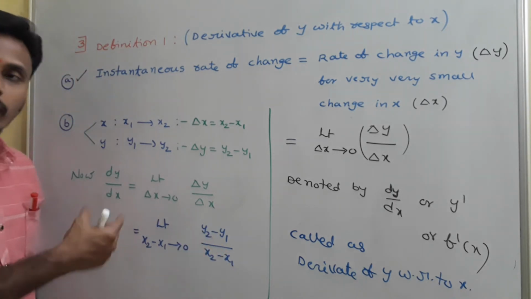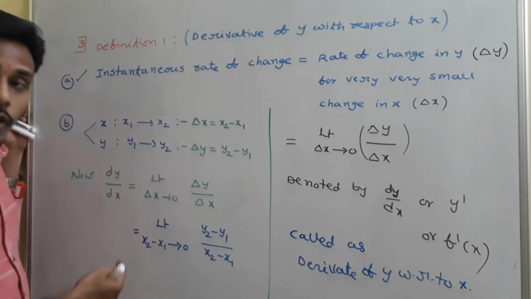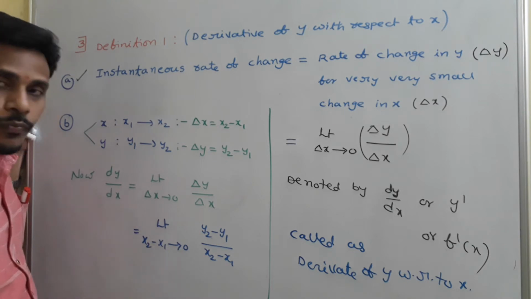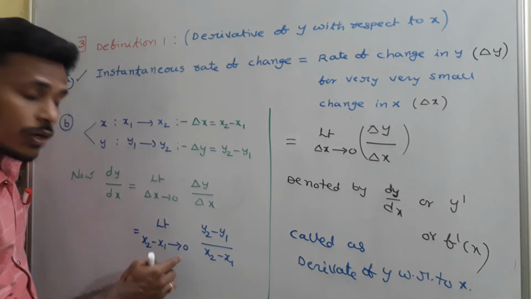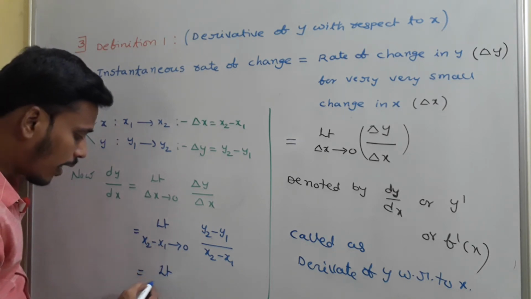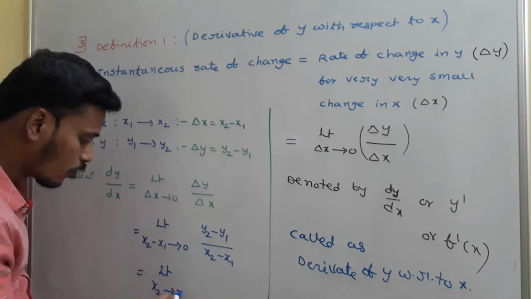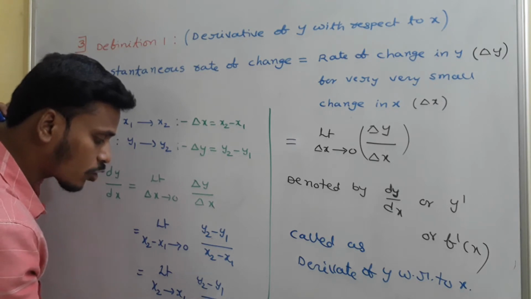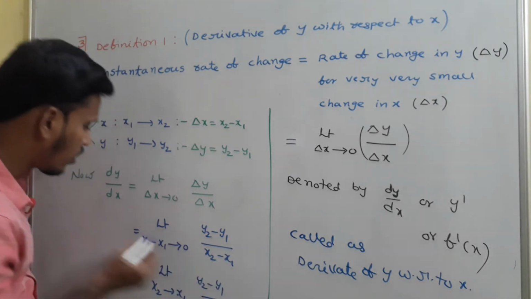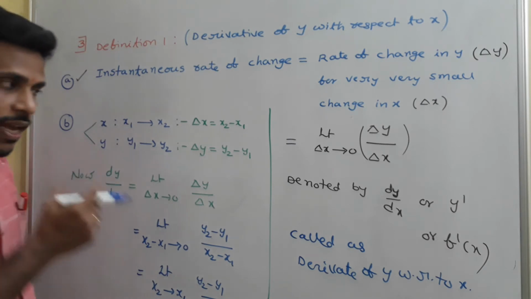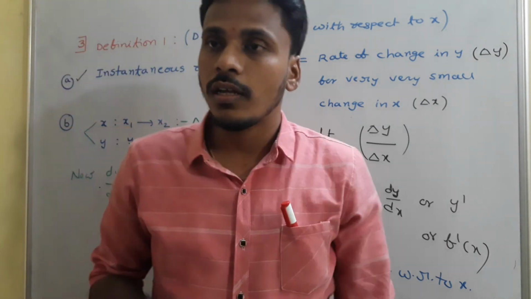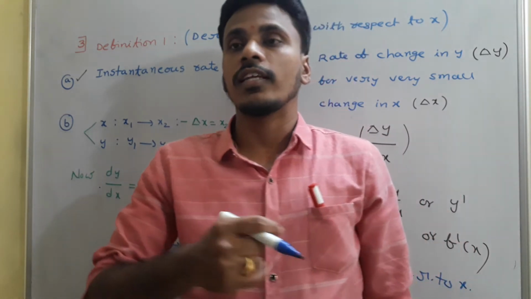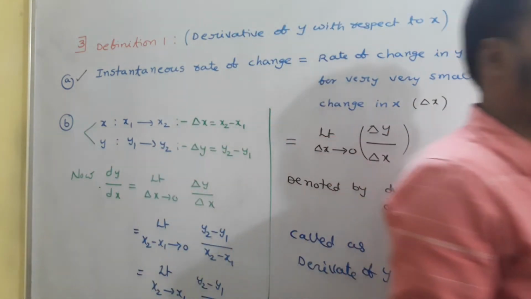And if you try to rewrite, just have a look. This x2 minus x1 is tending to 0. What does it mean? x2 minus x1 tending to 0 is simply nothing but limit x2 tends to x1, y2 minus y1 by x2 minus x1, which is dy by dx. So you just have a look. According to this definition, dy by dx is the instantaneous rate of change in y with respect to x. Have a look.